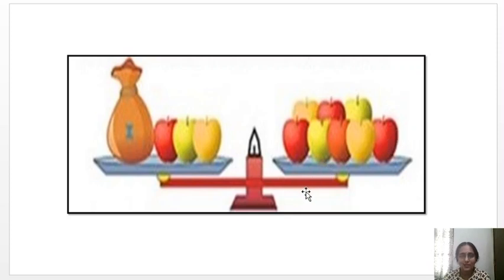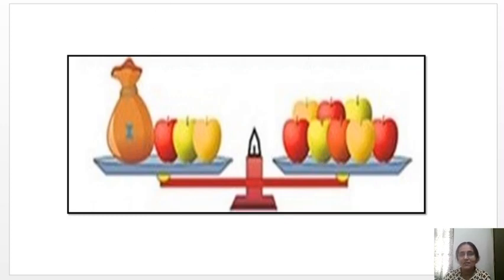3 points you can notice when you observe this figure. There are 8 apples on the right pan of the balance and 3 apples and a pot on the left pan of the weighing balance. Second point is the needle is at the center of the weighing balance. That means third point is left pan equals right pan.